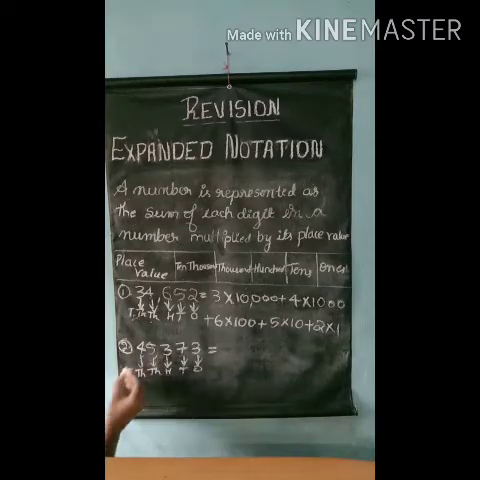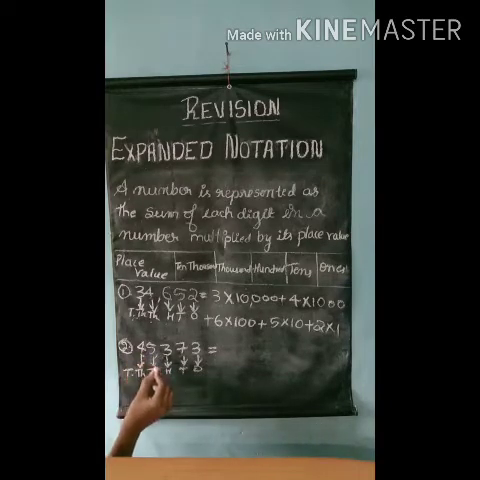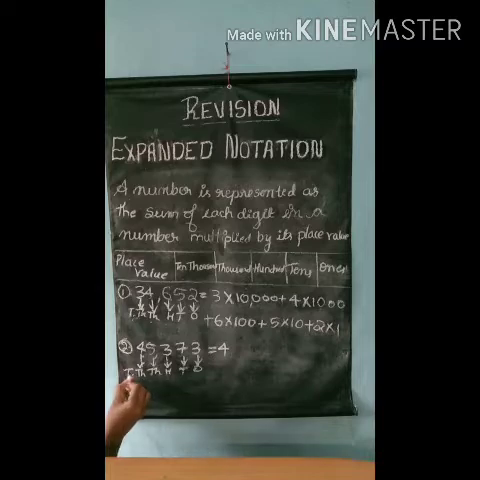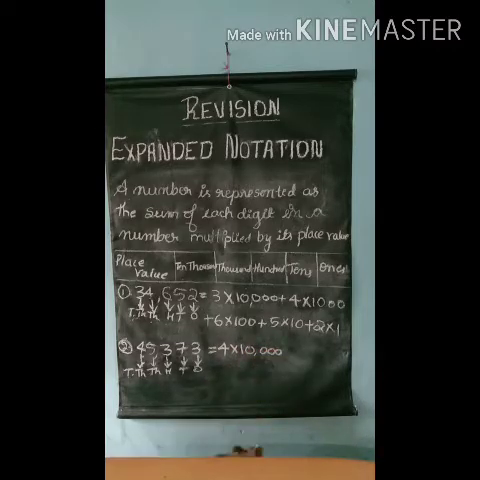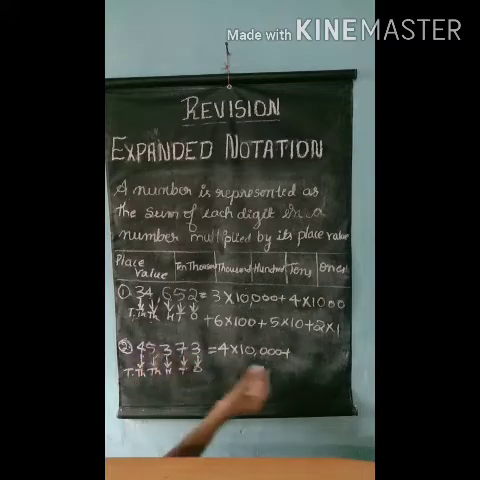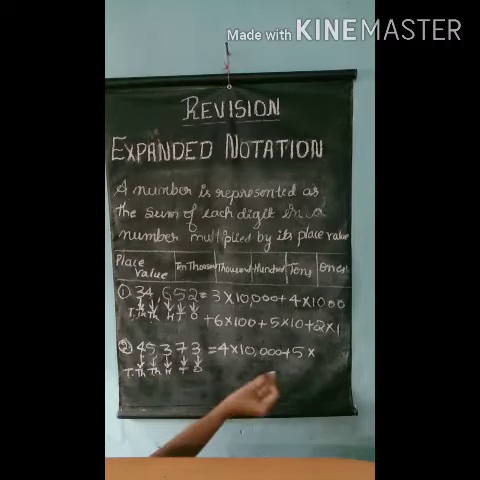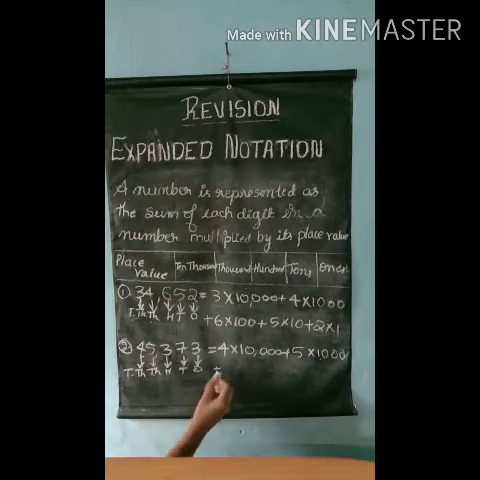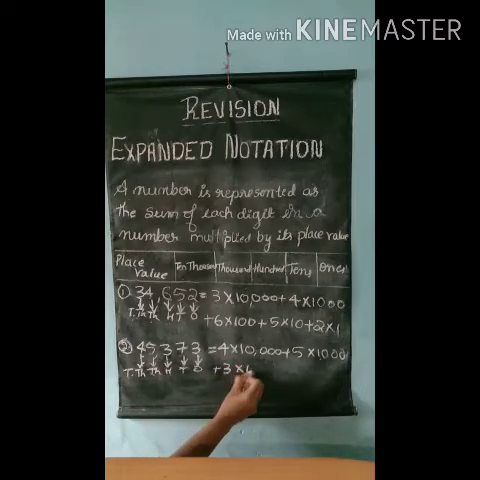So first we take number 4. Number 4 in which position? Number 4 in a 10,000 position. So 4 multiplied by 10,000 plus 5. 5 in which position? 5 in 1000 position. So 5 multiplied by 1000 plus next one is a 3. 3 in which position here? 3 in 100 position.